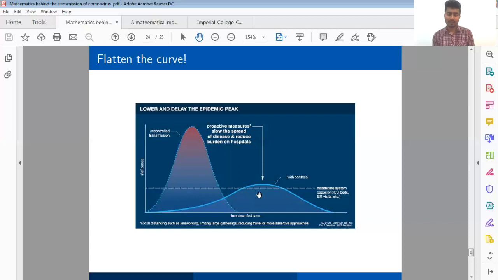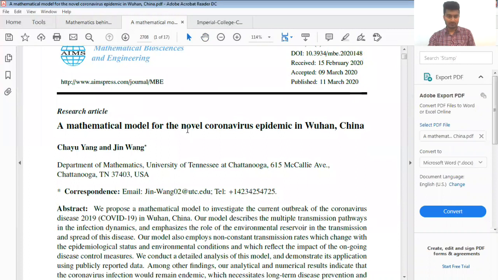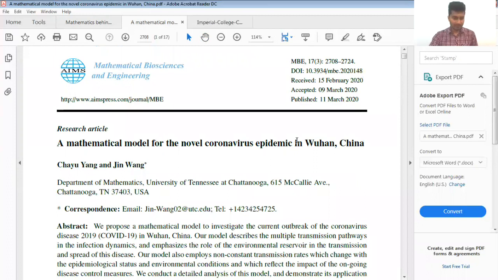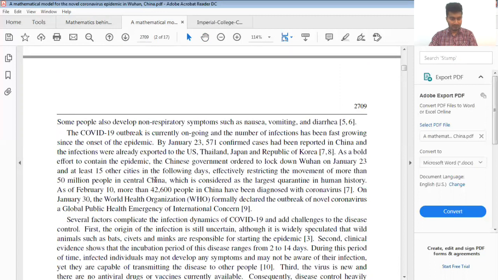There's an interesting research by Imperial College London and another by some scientists from China. This is the actual research paper, a mathematical model for novel coronavirus epidemic in Wuhan, China. Yang and Wang, from the mathematics department at the University of Tennessee, published this research paper. This is the kind of paper scientists publish for COVID-19. He modeled this problem, and let's see what model he used. I marked it here.